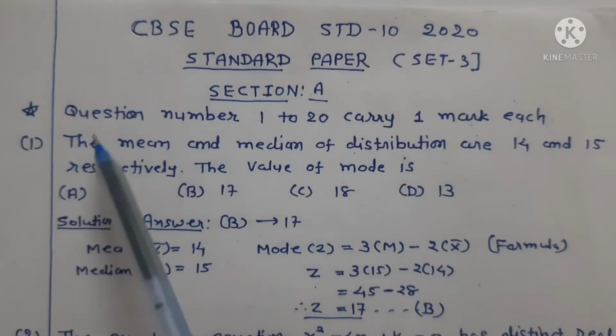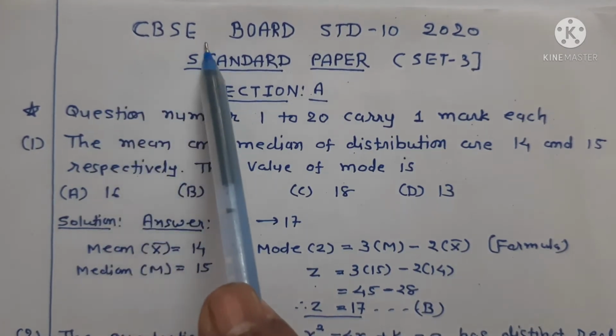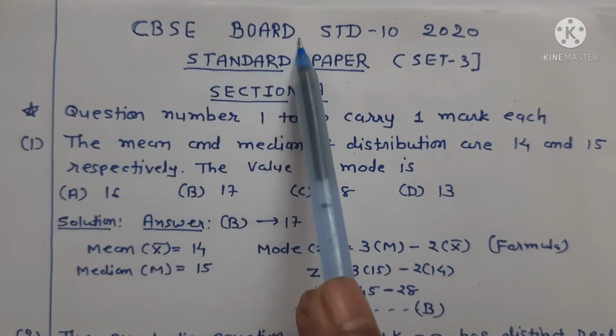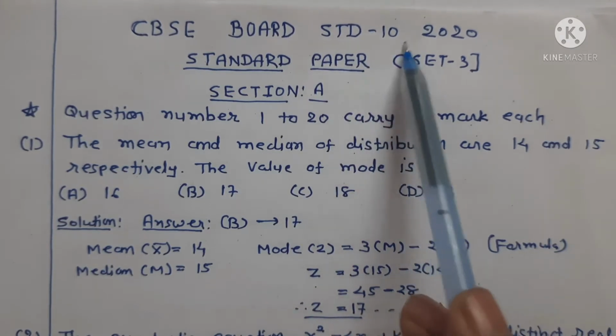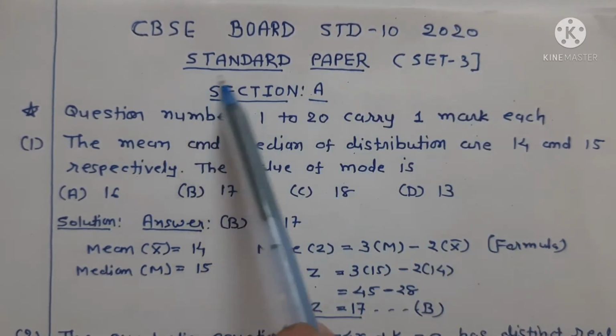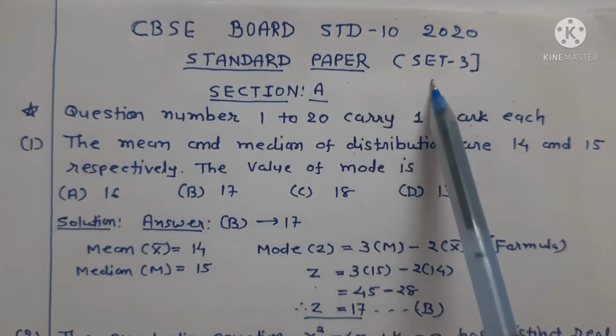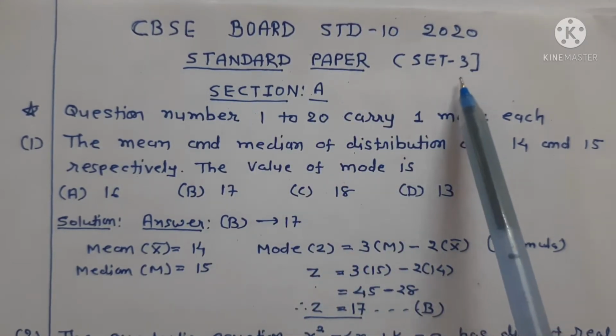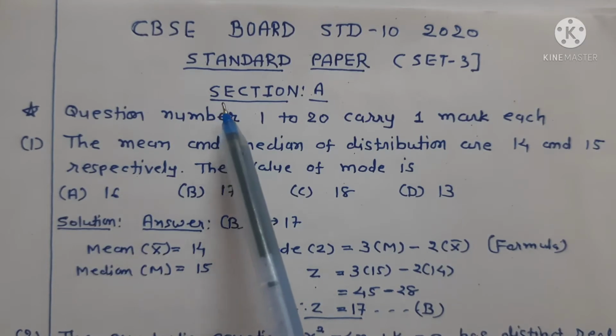Now we start CBSE Board Examination Standard 10, 2020, solution of Standard Paper Set number 3. Now first of all we can start Section A.